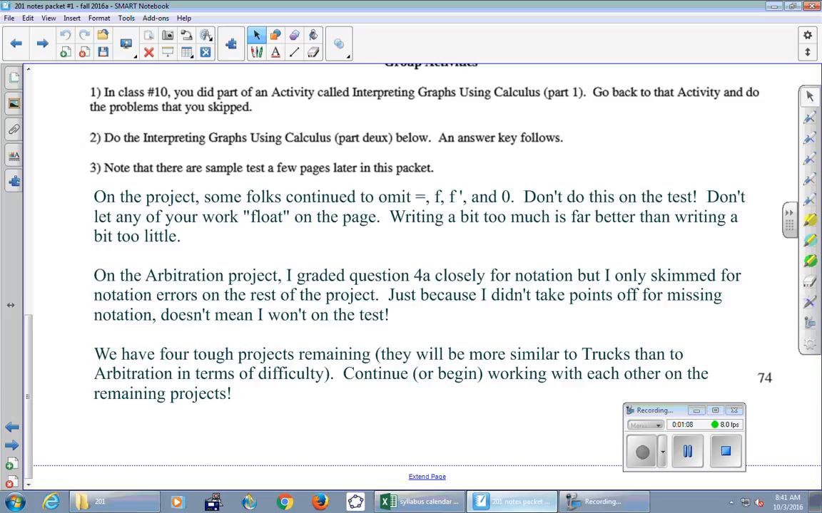I just want to make a couple of observations that hopefully will help some people heading into Wednesday's test. On the project, some folks continue to omit some very important pieces of notation, for example, equal signs and Fs and F primes and zeros. Some folks lost points on the quiz for that, and then lost points on the project for that. I'm hoping this will prevent some people from also losing points on the test for that.